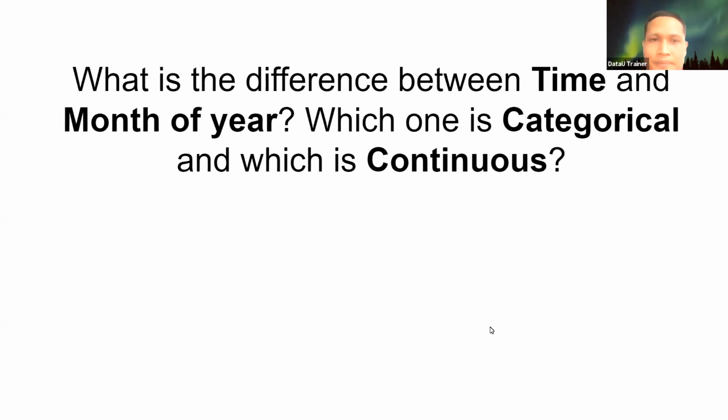Now let's try this one. What is the difference between time and month of year? Which is categorical and which is continuous? Again, time is continuous and month of the year is categorical. Yes: January, February, March, April. That should have been an easy one.